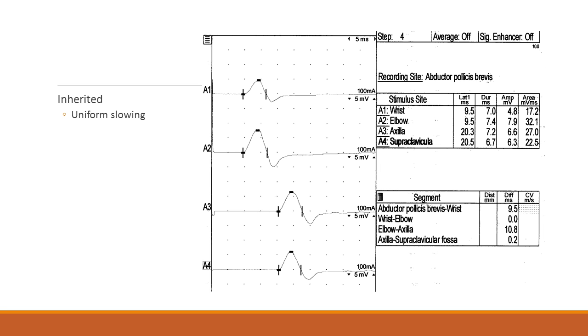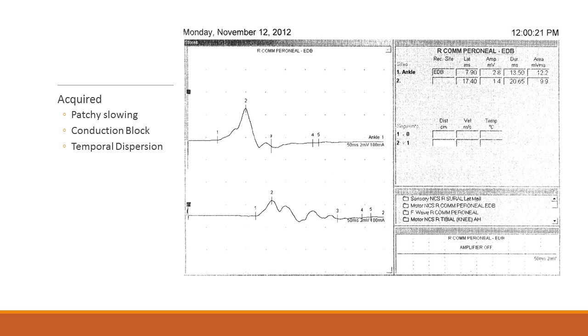acquired, that's when you see temporal dispersion like this. And it's patchy, so not every nerve is slow, or every piece of a nerve is slow. These are all things that might be asked so that you can determine whether this is a localized lesion or if it's a generalized process going on.